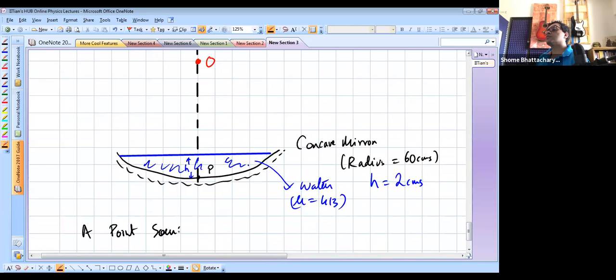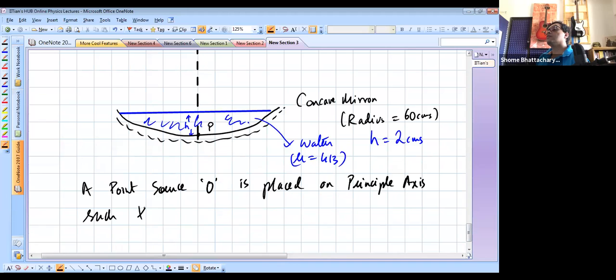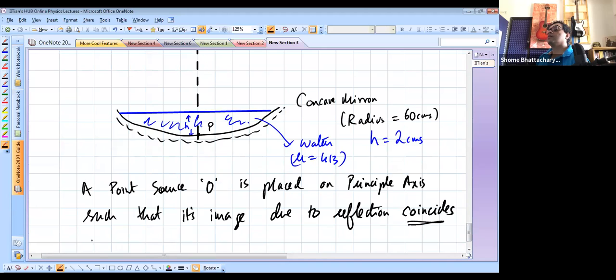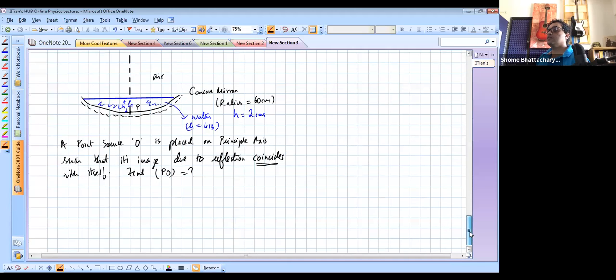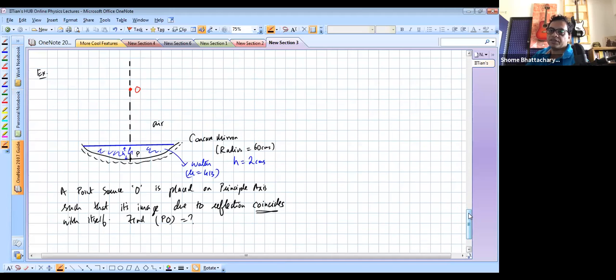a point source O is placed on the principal axis such that its image due to reflection by the system coincides or overlaps with itself. So find the distance of the object from the pole at which we should place it so that this happens. This is air, of course. So this is another application of that real depth apparent depth formula. And of course, along with that, the plane mirror, the spherical mirror formula.